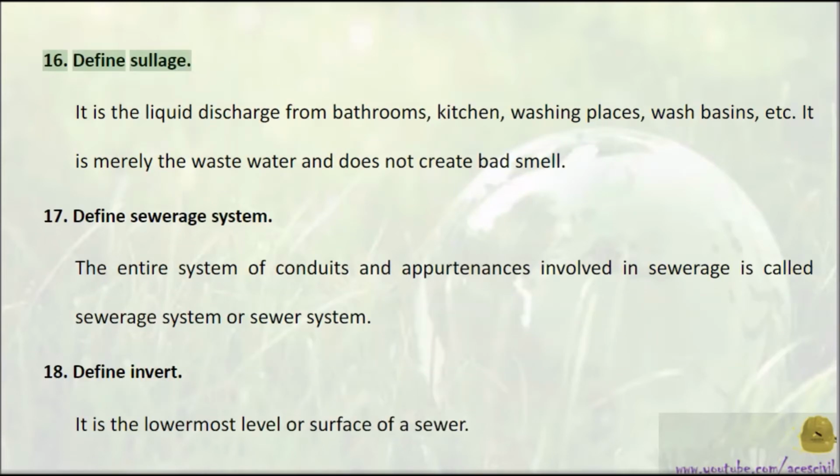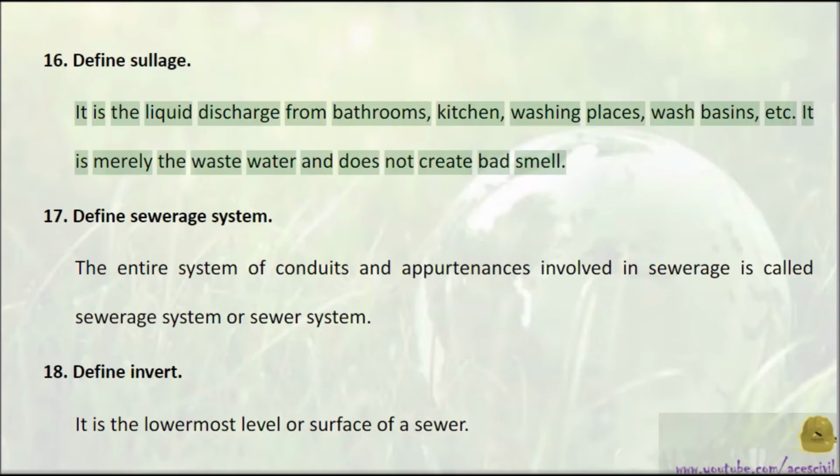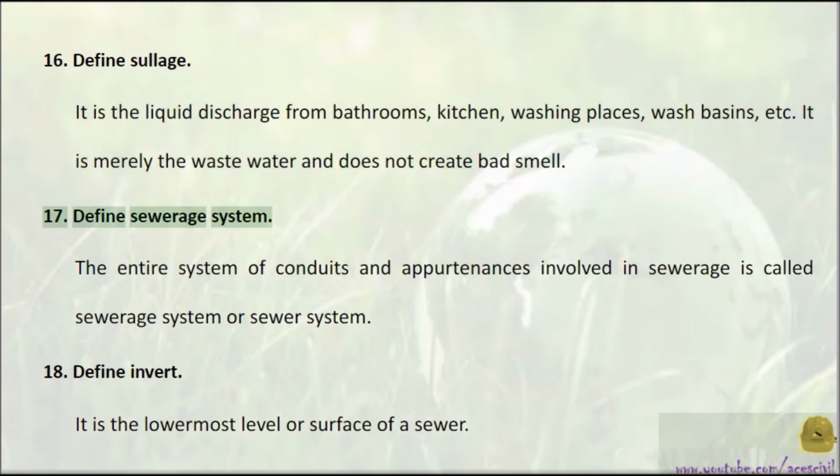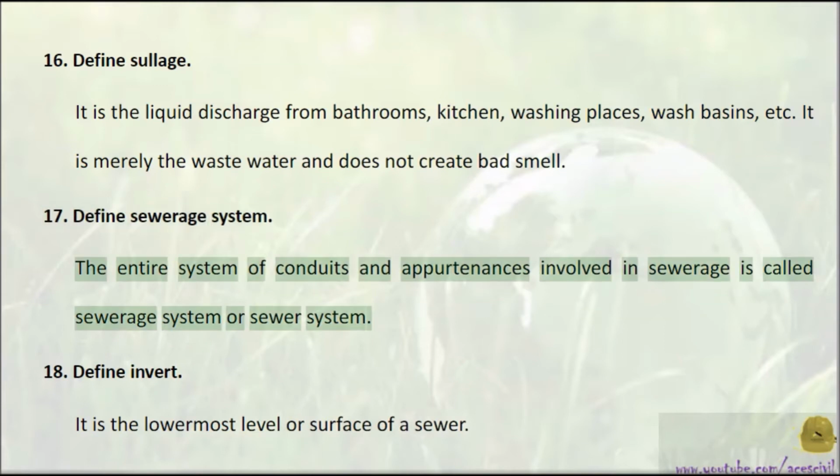Define sullage. It is the liquid discharge from bathrooms, kitchen, washing places, wash basins, etc. It is merely the waste water and does not create bad smell. Define sewerage system. The entire system of conduits and appurtenances involved in sewerage is called sewerage system or sewer system.